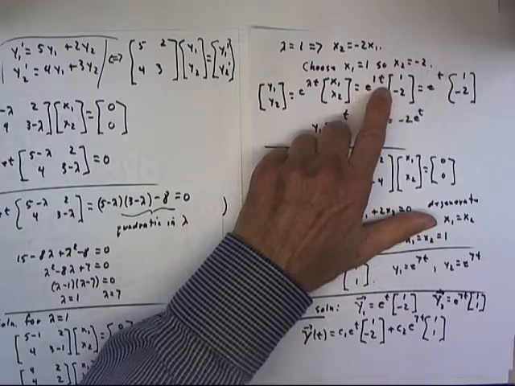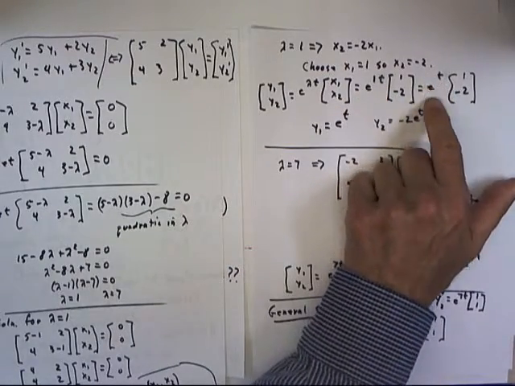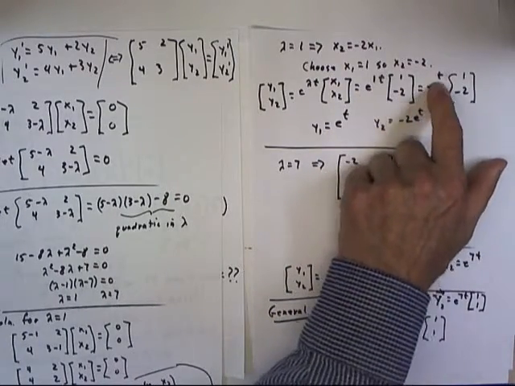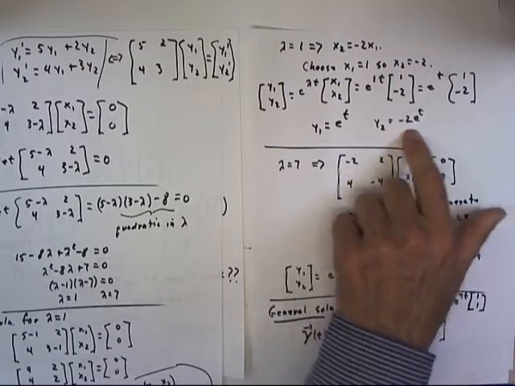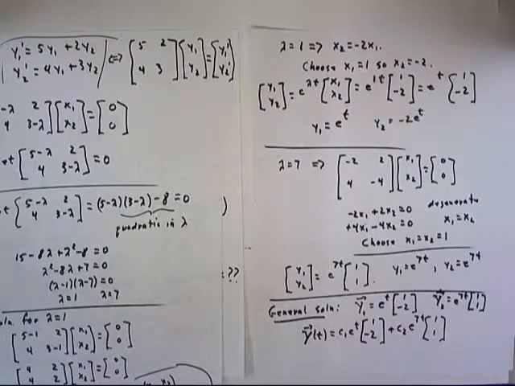I'd written e to the 1 lambda instead of e to the 1 t. And then I'd written e to the lambda t. Well, that would have been right, except lambda we've already seen as 1, so that should have just been e to the t. So now this reads correctly, so let's see where we go with the rest of the solution.